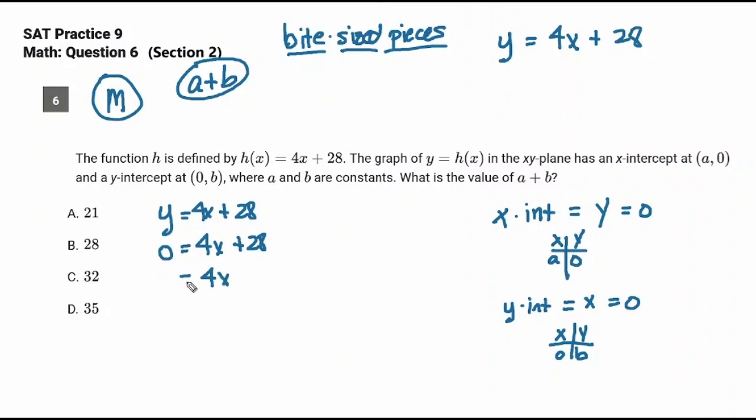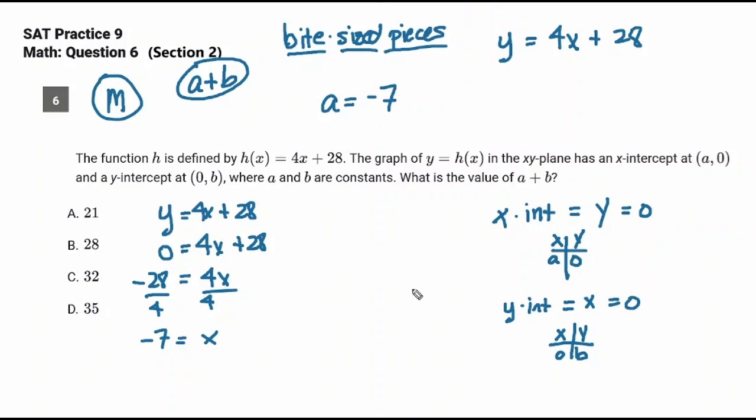4x, we're going to move the 28 across, so it's going to change signs. Divide both sides by 4. And you've got x equals negative 7. We said x is the same thing as what? A. So what is a? A equals negative 7. Okay, you're halfway done.